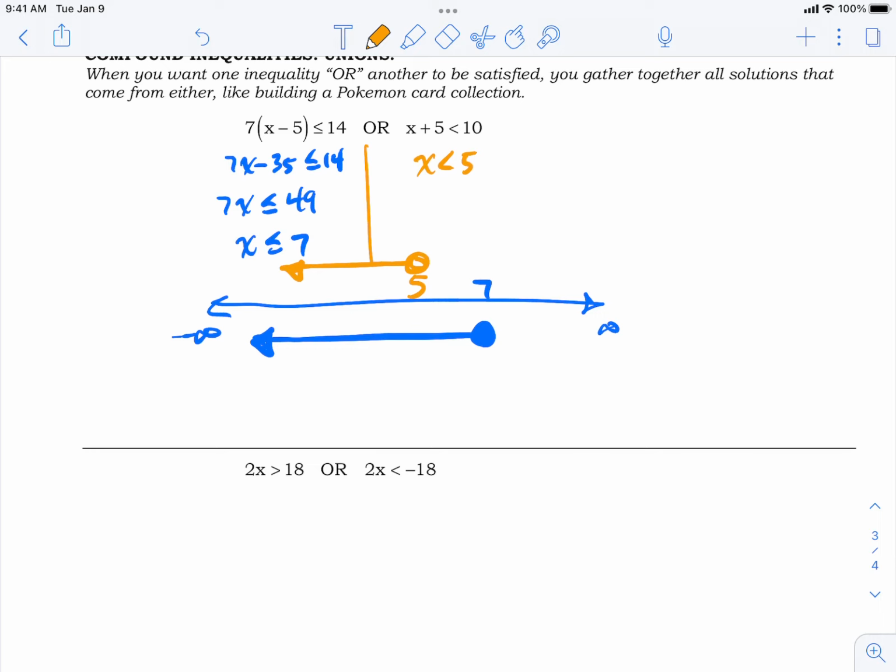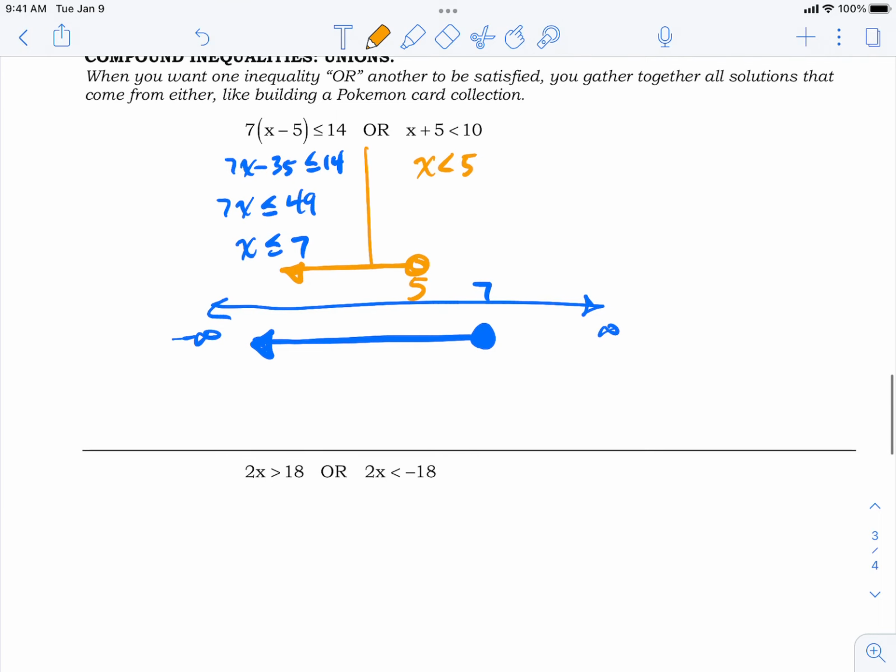Now, remember, this time we're not looking for an overlap. Overlap is the intersection. That's when you're using the word and. It's when you want numbers that solve both simultaneously. That's not what we're looking for here. We have an or situation. We're looking for anything that is in either set will work for us. I wouldn't just want to take these, because look at all these Pokemon cards I'd be throwing away. I don't want to throw away any Pokemon cards at all. So what's my solution then? This is my solution.